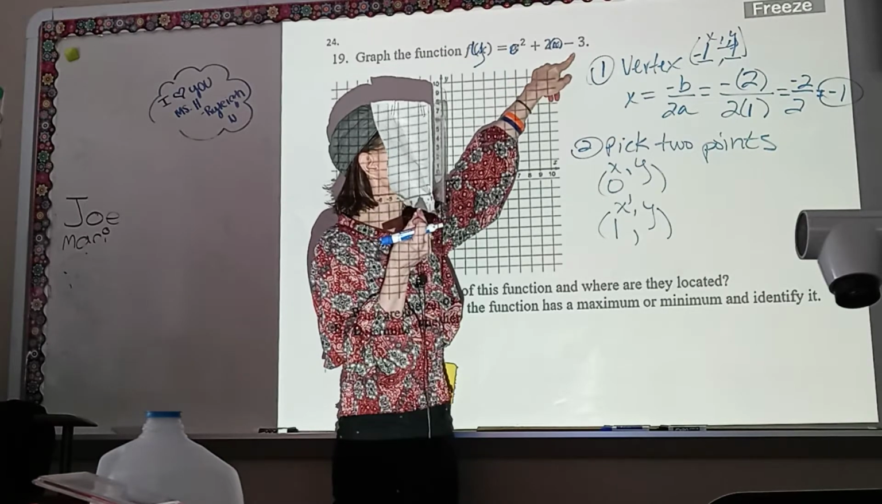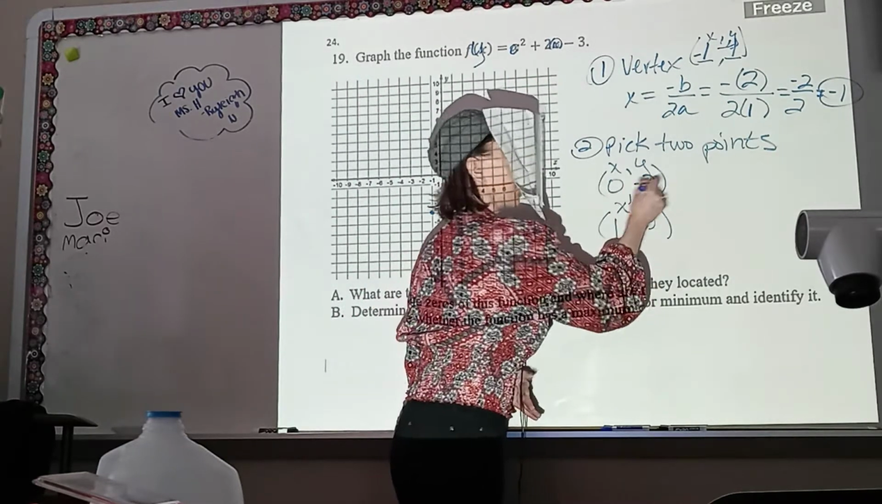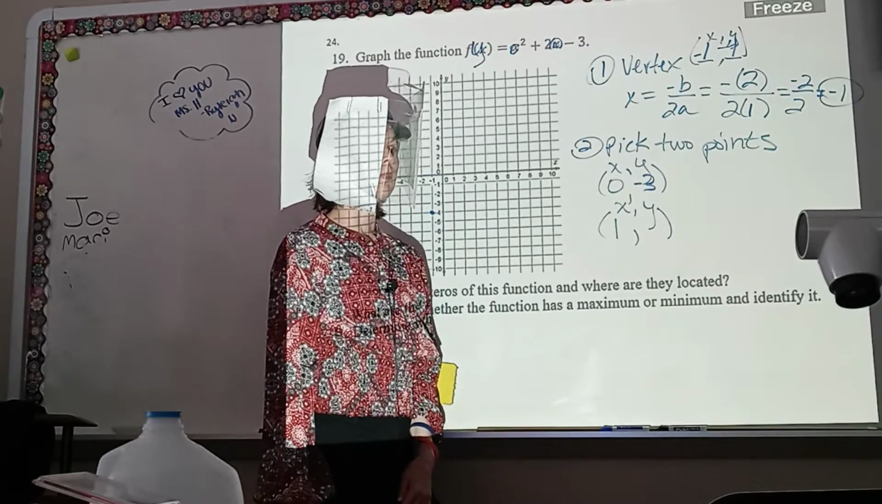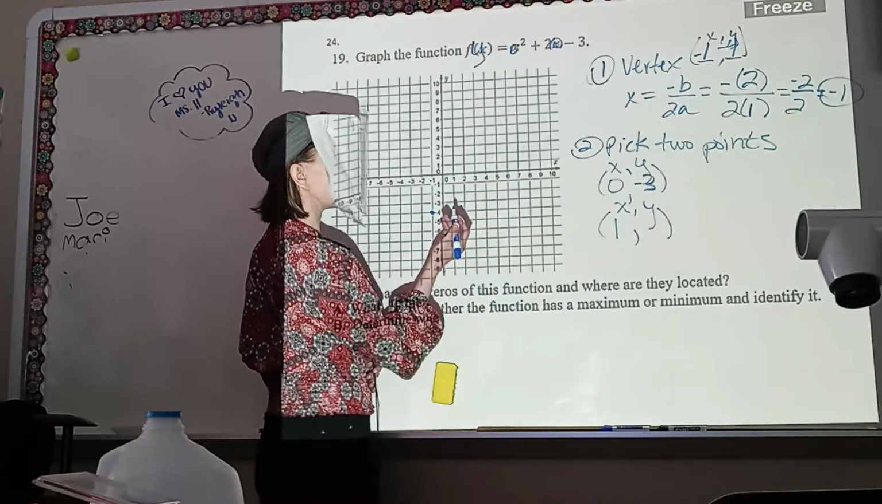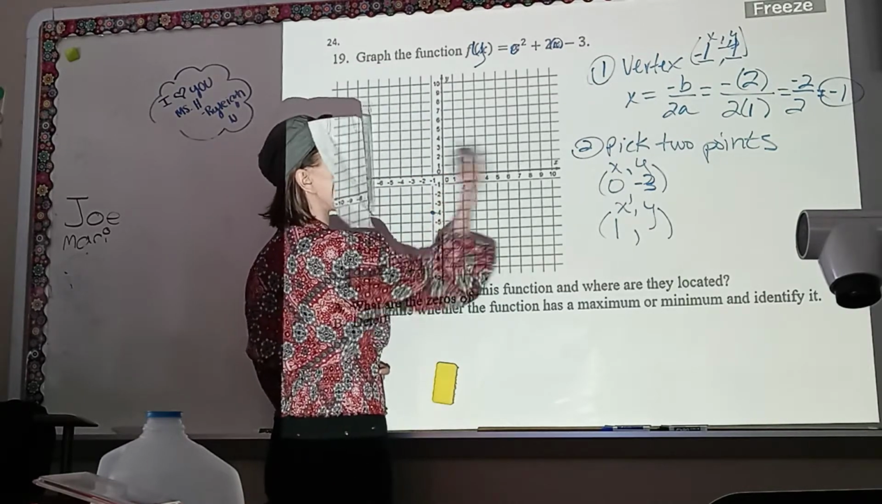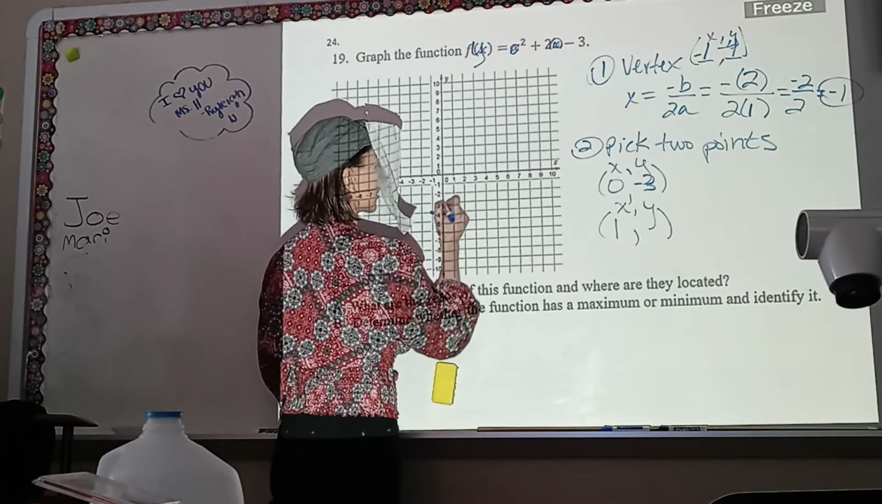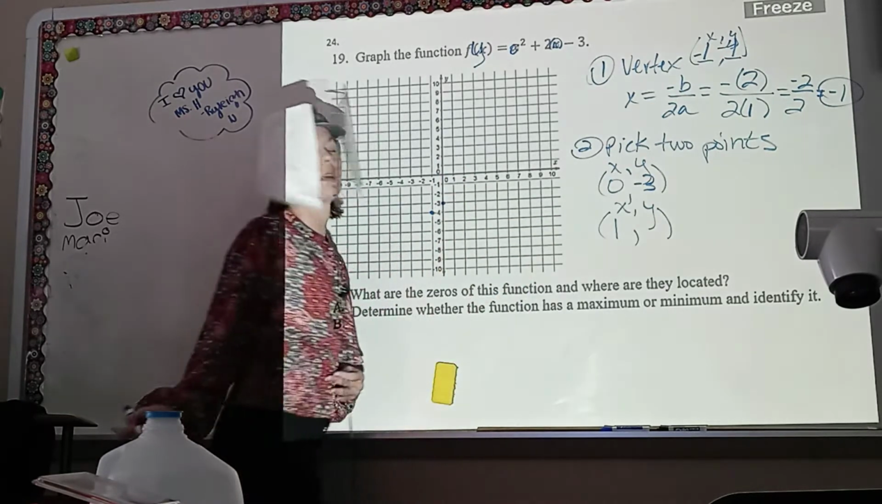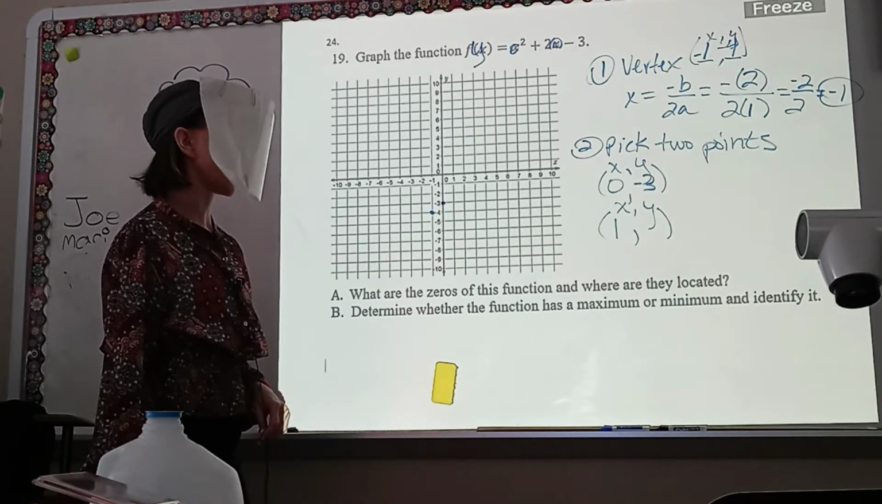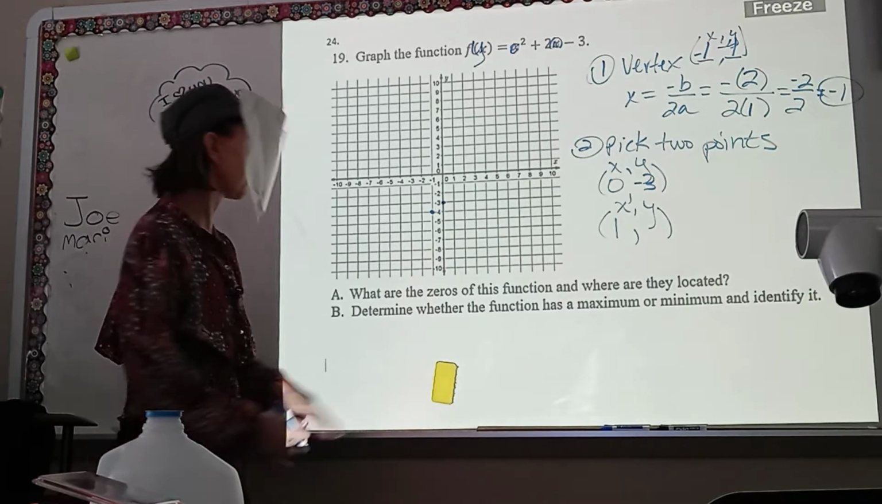So 0 minus 3 is negative 3. So that's our first point, right? So now you're going to plot (0, -3). So we're not going to go anywhere right or left on the x-axis. We're just going to go down to negative 3 on that y-axis. Okay? And finally, positive 1.